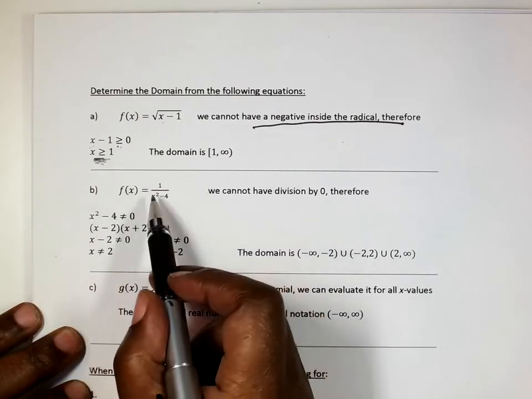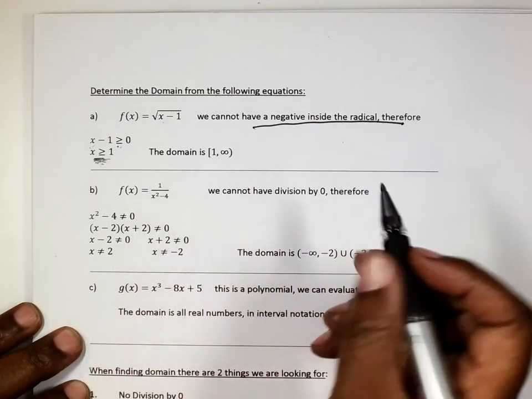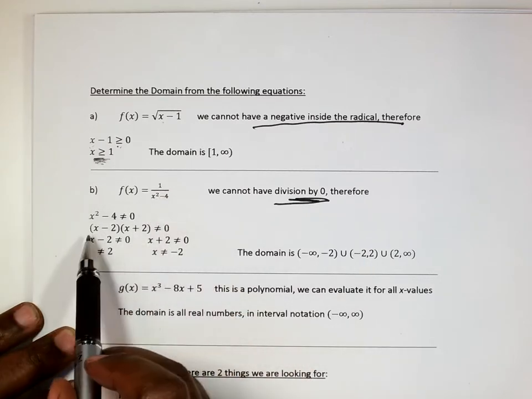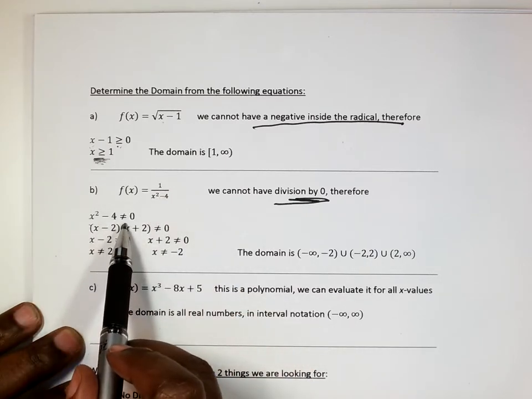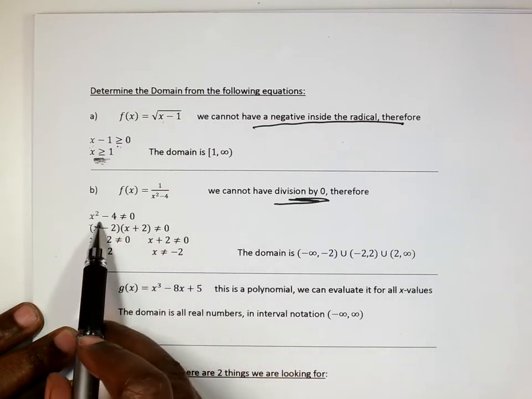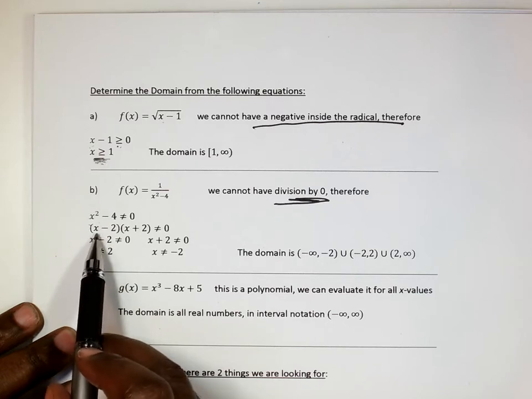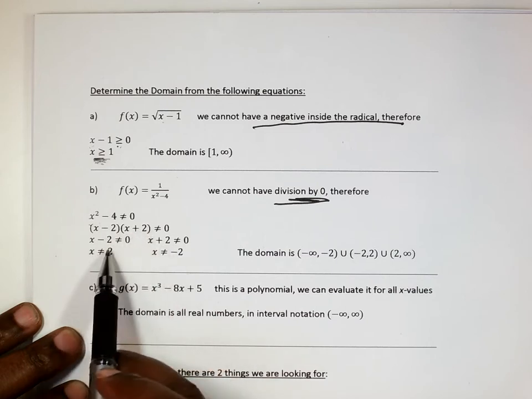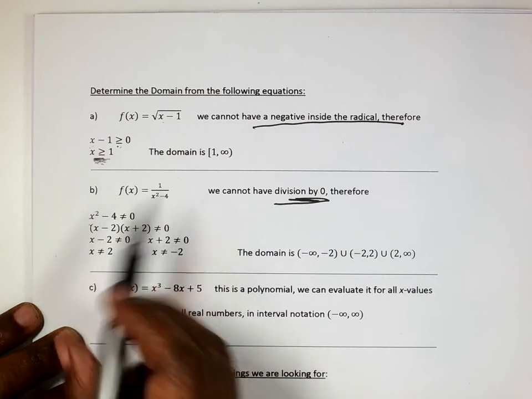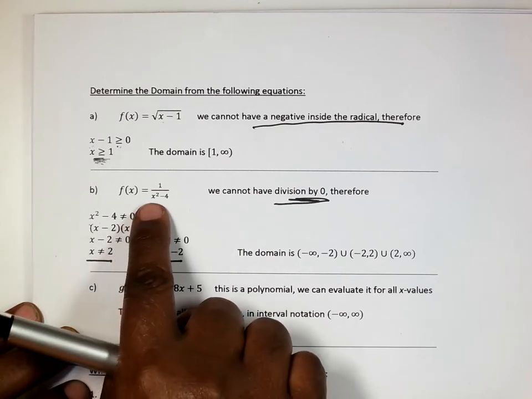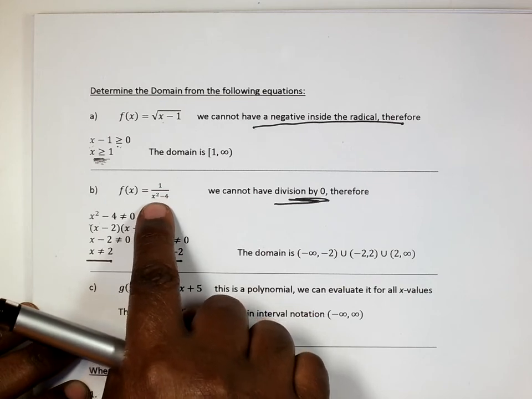For part B, I have 1 over x squared minus 4. We know we're not allowed to have division by 0, so I need to know what makes that denominator 0. I know that x squared minus 4 is not allowed to equal 0, so we're going to find out when it is equal to 0. So factor that. It's the difference of two perfect squares, so x minus 2 times x plus 2. And then set each factor equal to 0. So we get 2 and negative 2. And these are the values that x is not allowed to be, because if I plugged in 2 or negative 2 into this, I would have 1 over 0.